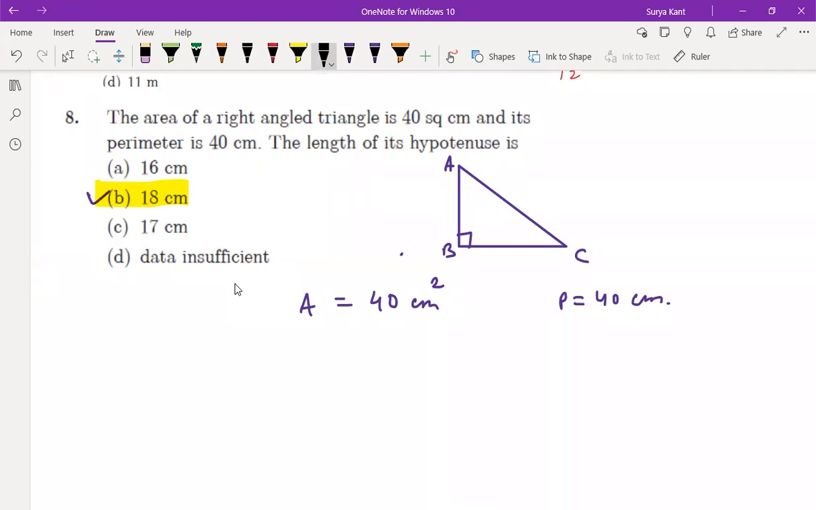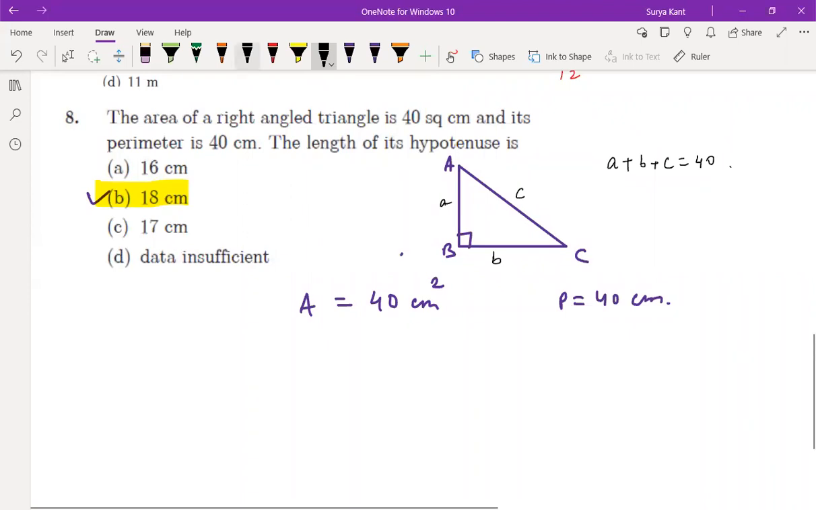The area is 40 square centimeters, the perimeter is 40. So A plus B plus C equals 40. The area of the right angle triangle is 40 square centimeters and the perimeter is 40 centimeters. How did you get it? Yes, tell me. Sir, okay, I am telling the process.